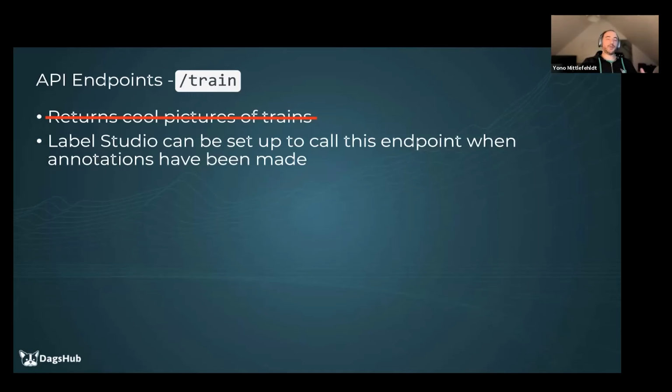It's a way you can set up Label Studio to actually start automatically training your machine learning model when annotations have been made. You'll see in a second when I set up the machine learning demo again for you, there's going to be a switch or a checkbox for train a model after annotations have been made. And this endpoint will be called so you can automate your labeling process even more using this. And this is obviously optional. You don't have to do this.